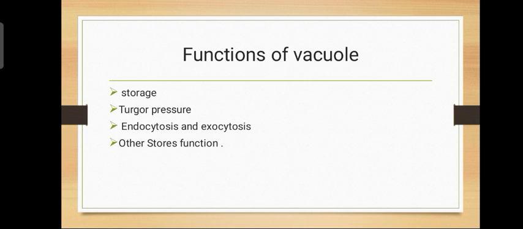Coming to some examples, in freshwater unicellular forms like Paramecium, excretion and osmoregulation take place with the help of the contractile vacuole, and the main function of this vacuole is to maintain the turgidity of the cell. So this is about the vacuole.